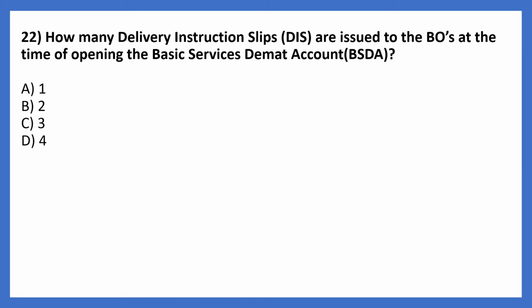How many delivery instruction slips are issued to the BOs at the time of opening the Basic Services Demat account? Option A, 1. Option B, 2. Option C, 3. And option D, 4. The correct answer is option B, 2.